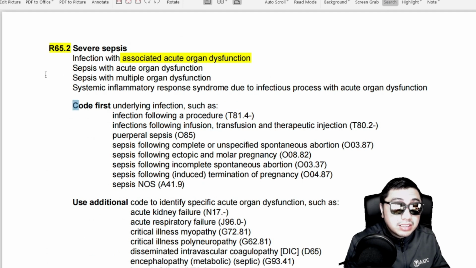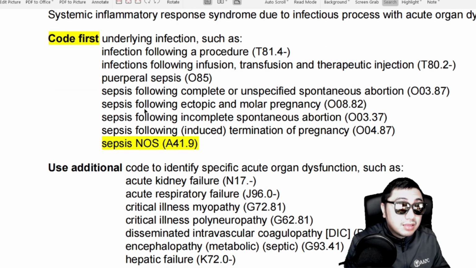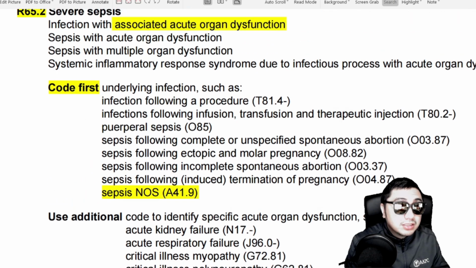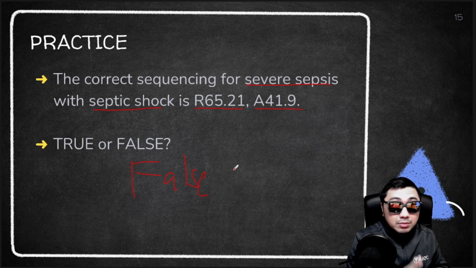So as you can see here in the code first section, code first the underlying infection. And if the causal organism is unknown, it was not mentioned here what type of organism is present, then code A41.9 as your first diagnosis. So the answer for this question is false. That's how you will do it. If you will be taking the exam, all you need to do is to check your code first, and if ever you're practicing already this coding, please be efficient enough, okay, to check your coding guidelines. You can ask your colleagues about this, okay, or your coding manager, okay.